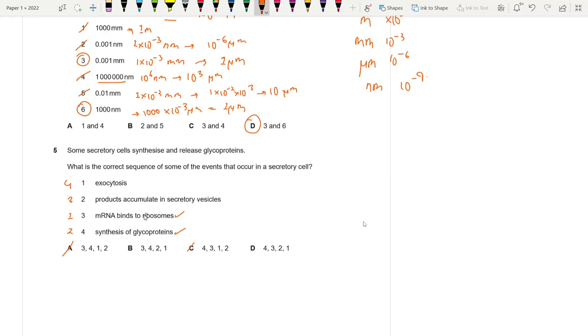Products accumulate in secretory vesicles. Okay, so about this, like I said, it's 3 4 1 2, right?